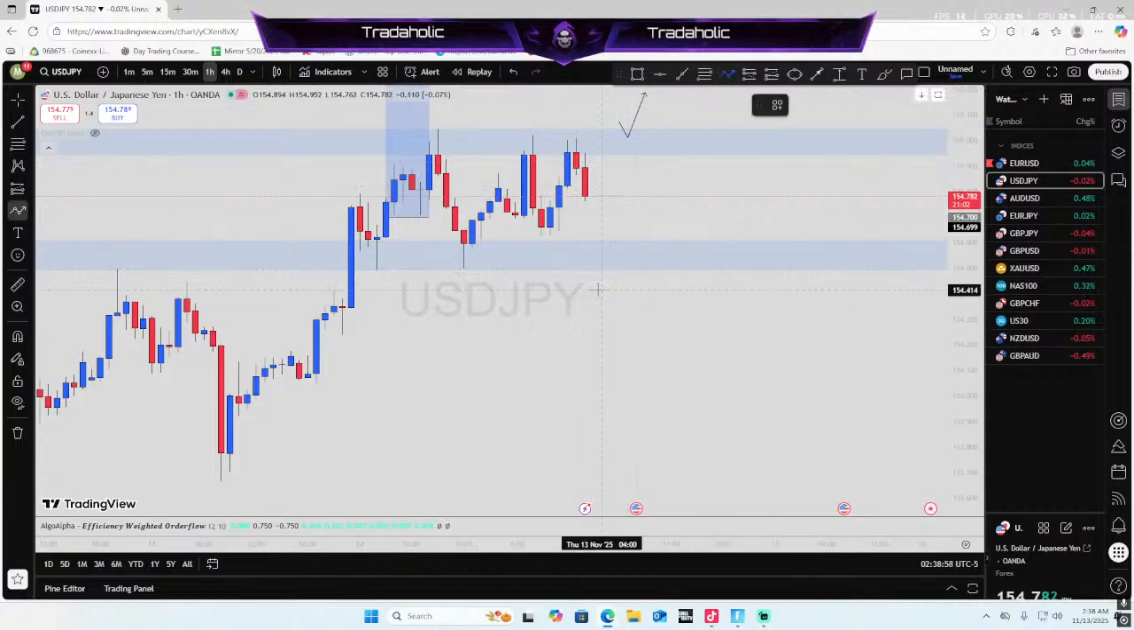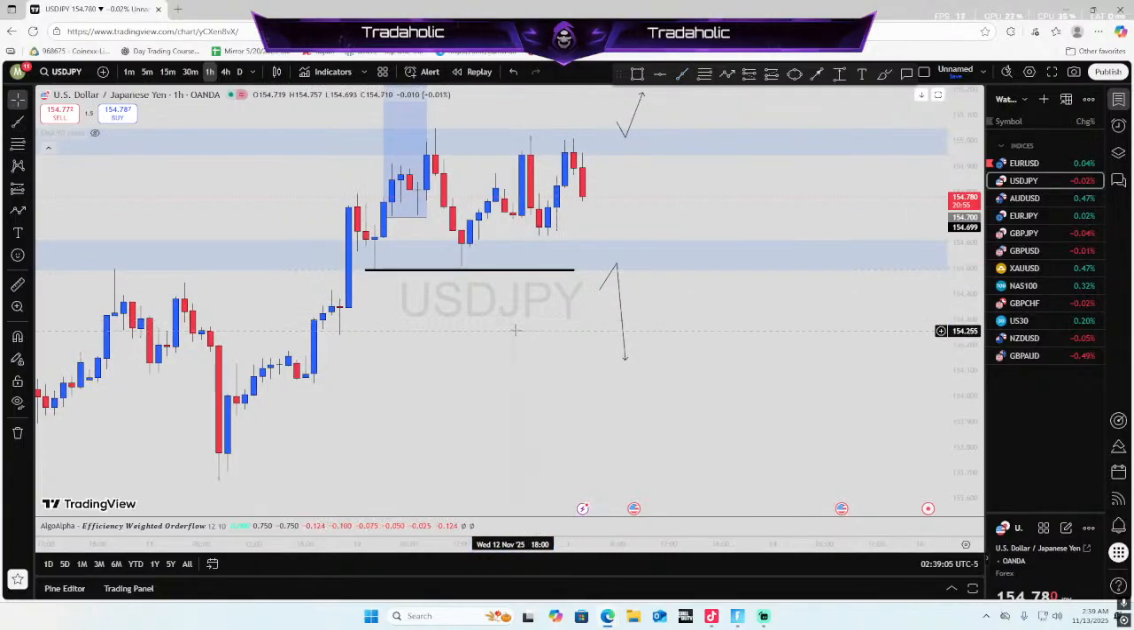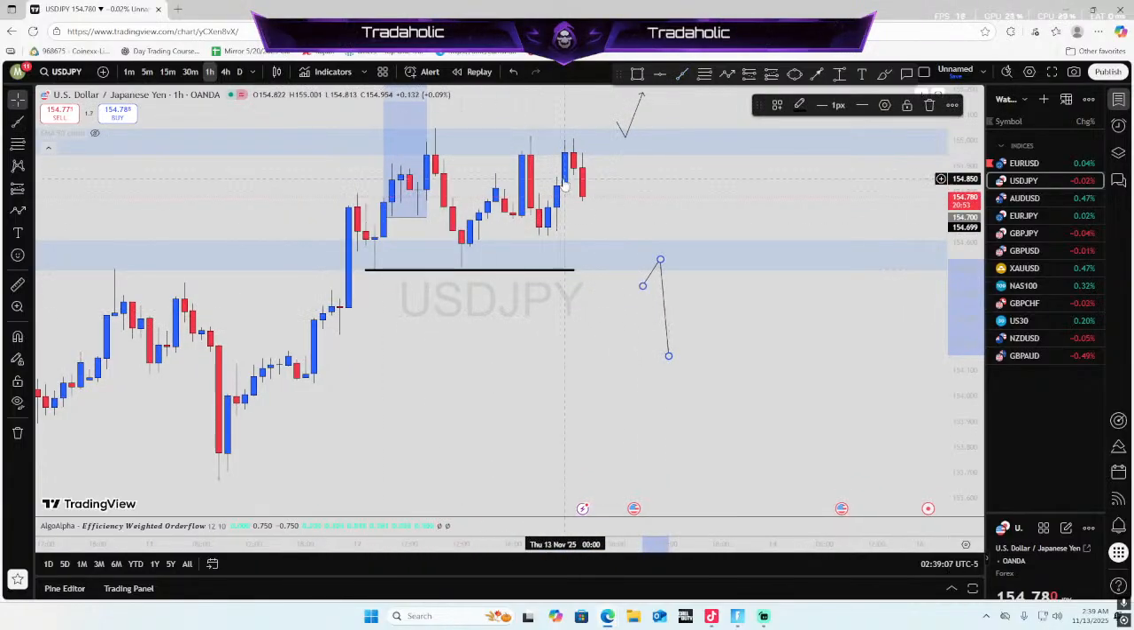And if we break this low down here, this will be breaking the 4 hour higher low and the 1 hour higher low. Both these time frames will be shifting bearish at the exact same time below this low. So it makes a lot of sense to take some sells below this area. Price is inside the range, don't want to participate inside that range.